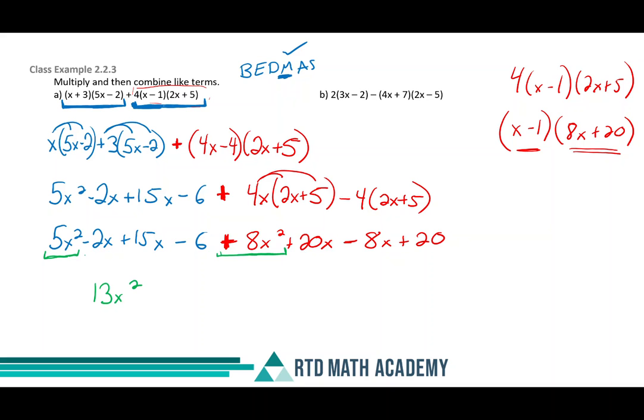Okay. Next I can see I've got a negative 2x, a positive 15x, a positive 20x and a negative 8x, so I'm going to add and subtract all those together. Negative 2x plus 15x is 13x. 13x plus 20x is going to be 33x. And 33x minus 8x is going to equal 25x, all nice and positive. So I get 25x going on. I see I've got a minus 6 and a positive 20, so I'm going to be left with a 14 as my constant left over.